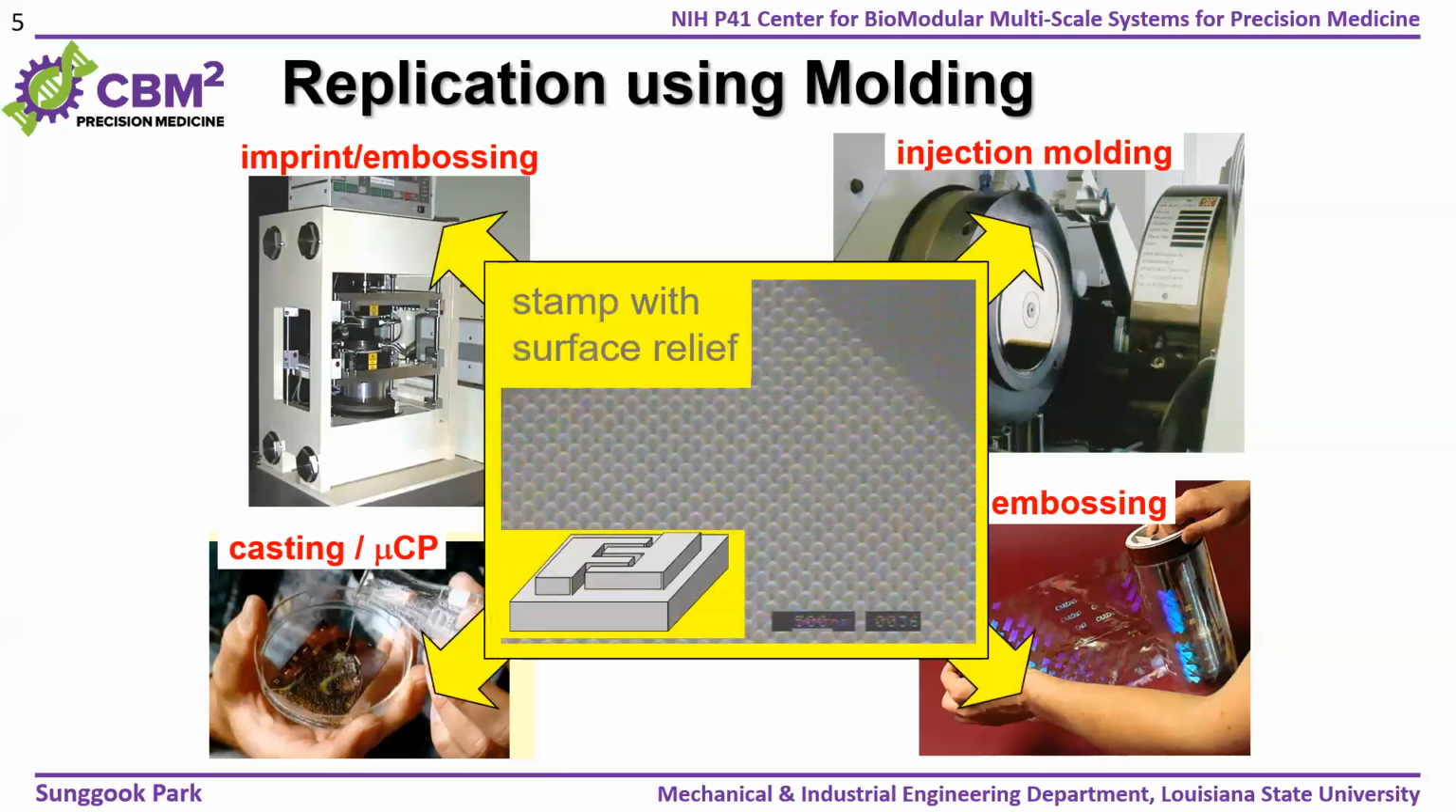But what is needed for replication? We need molds or stamps, right? So in the first part of this morning's session, we talked about a lot of techniques to produce micro and nanostructures. We can use any technique to make a mold, so I will not talk about that. But the reason why we introduced the micro and nano patterning methods in the previous section was because we need them to produce molds for our center's applications.